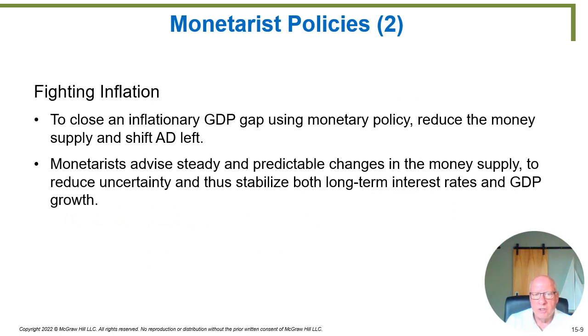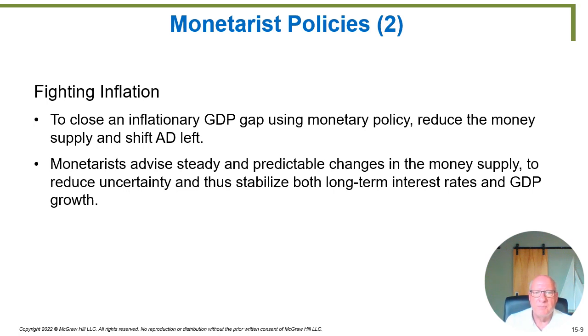So in order to close the inflationary gap using monetary policy, or saying in more ordinary English, to reduce the inflation using monetary policy, we reduce the money supply and shift the aggregate demand curve to the left. So remember on the previous slide, increasing the money supply shifted the aggregate demand curve up and to the right. Now we're going to try to shift it down and to the left to reduce the price level to keep it from rising.